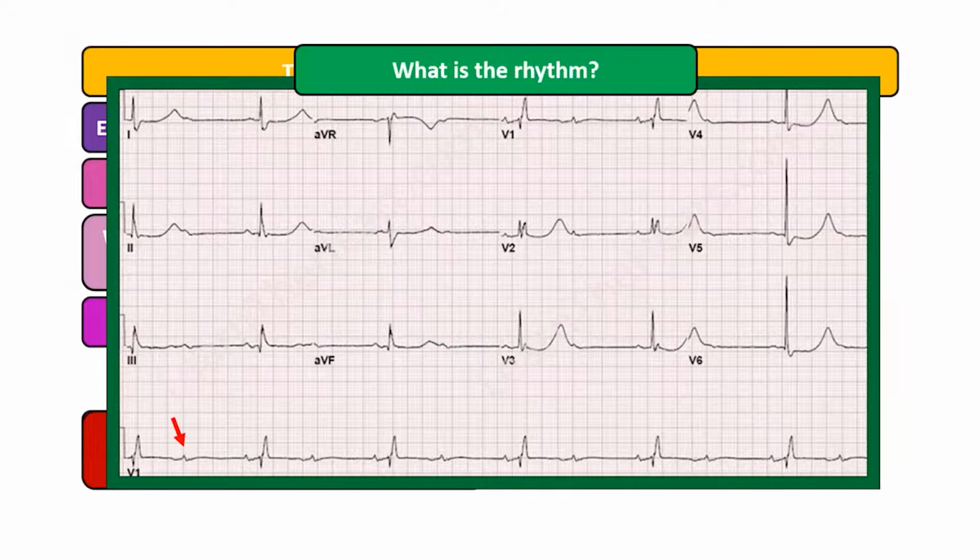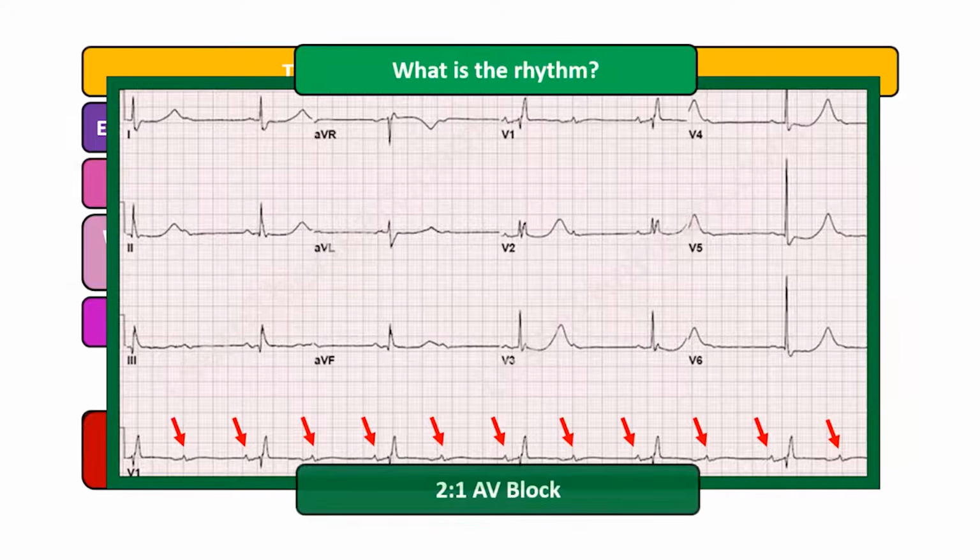All right, well here we can see a P wave, and here we can see another P wave, but only one of the P waves is associated with a QRS complex. And if we go on through the rest of the tracing, we can see that we have 2 P waves for every QRS complex. The most accurate way to describe this would be to say that this is an example of 2-to-1 AV block.